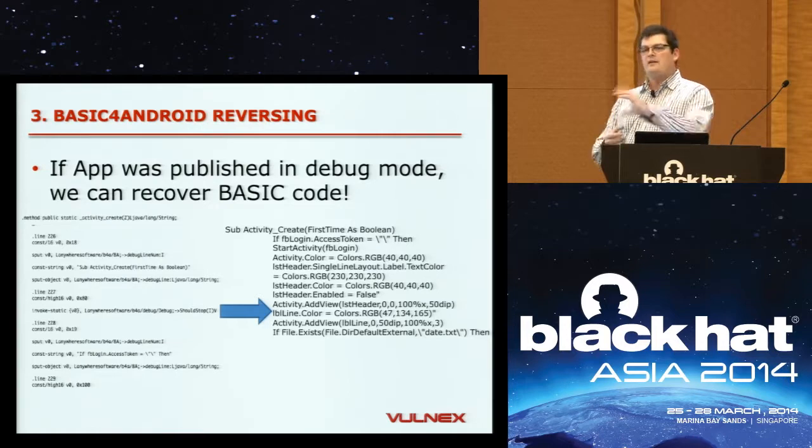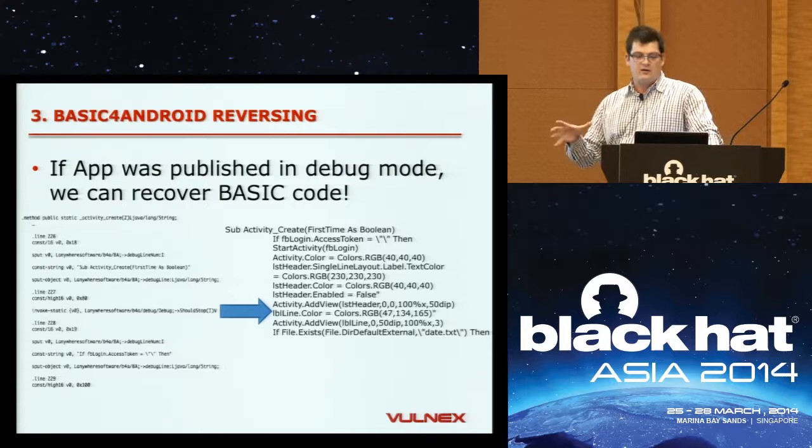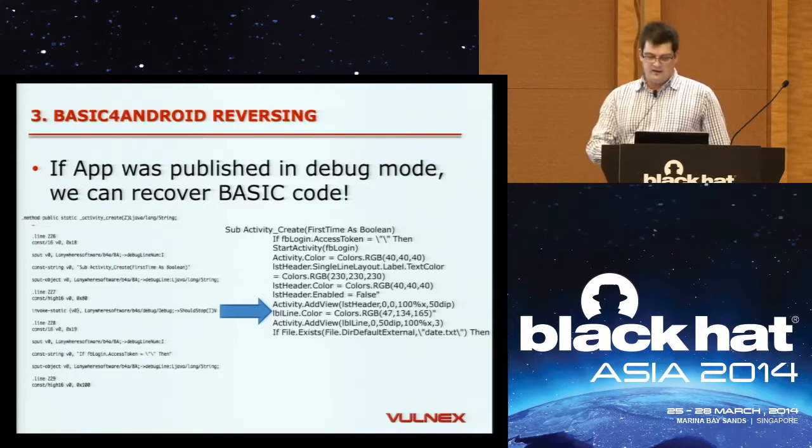So we are getting from the Java the BASIC code, the code that the developer wrote for this application. So it's quite nice. And as I said, we have seen this for real in several apps that have been published in debug mode instead of release mode. So it's quite interesting. We can get all the BASIC code, right?